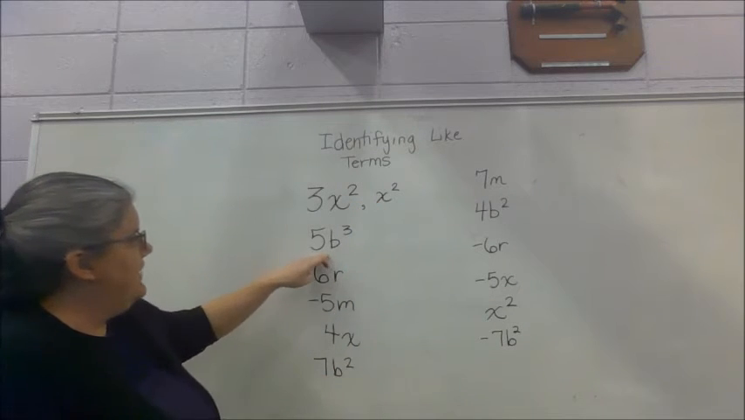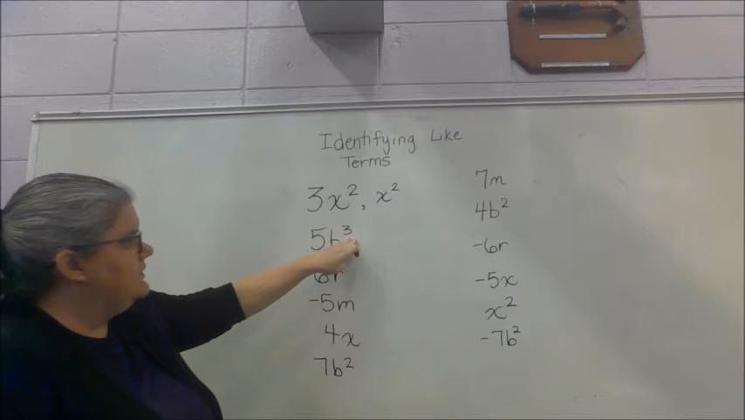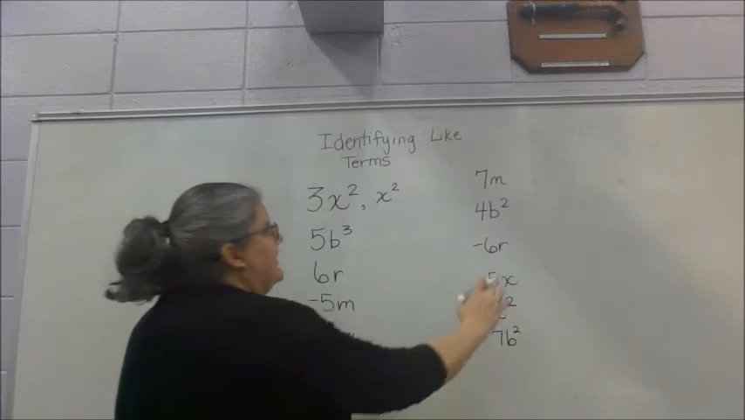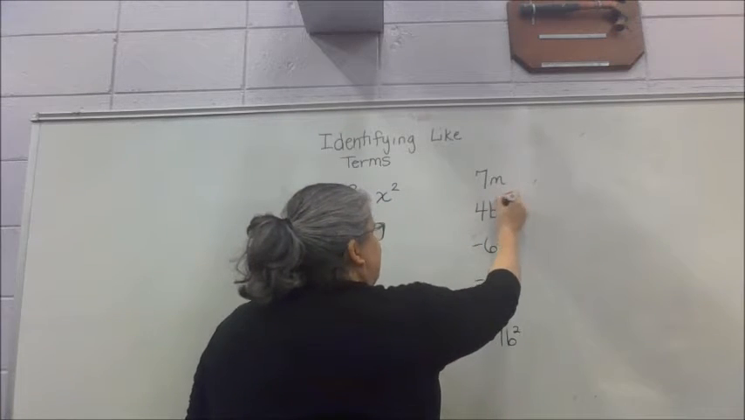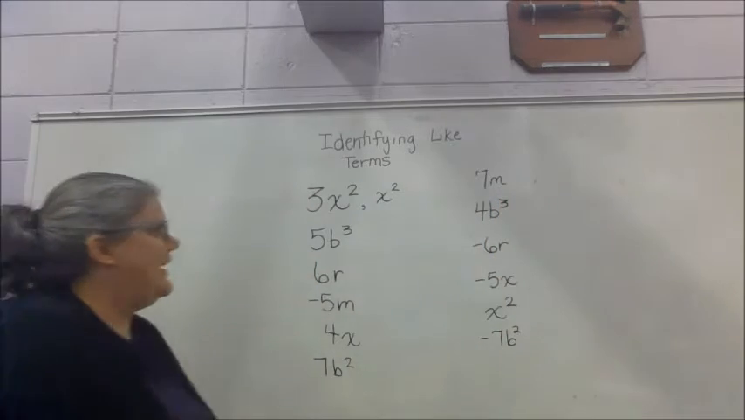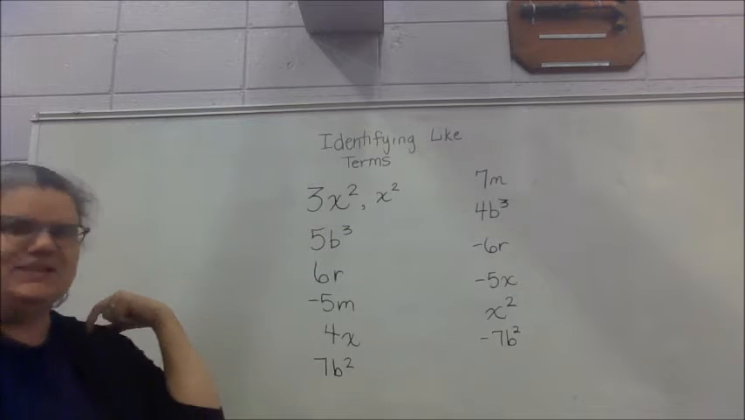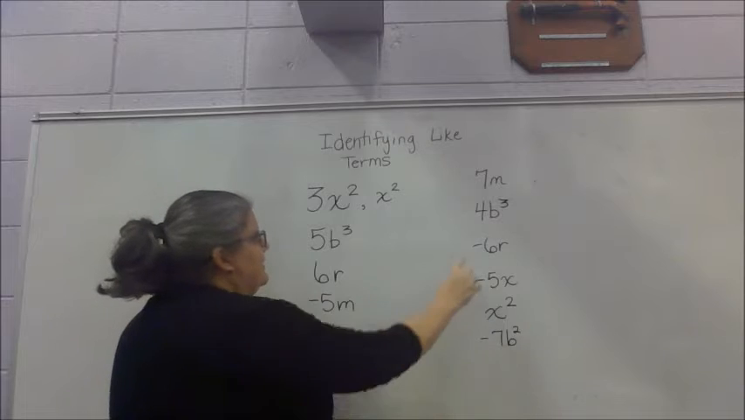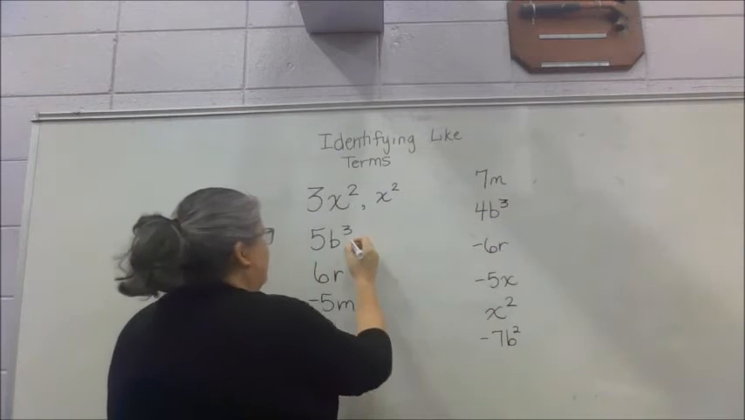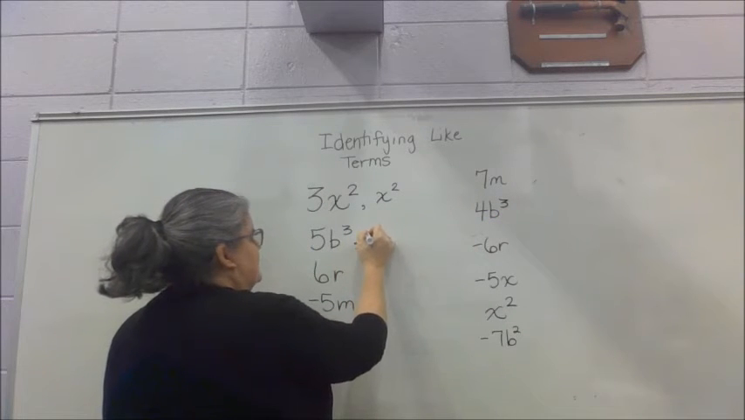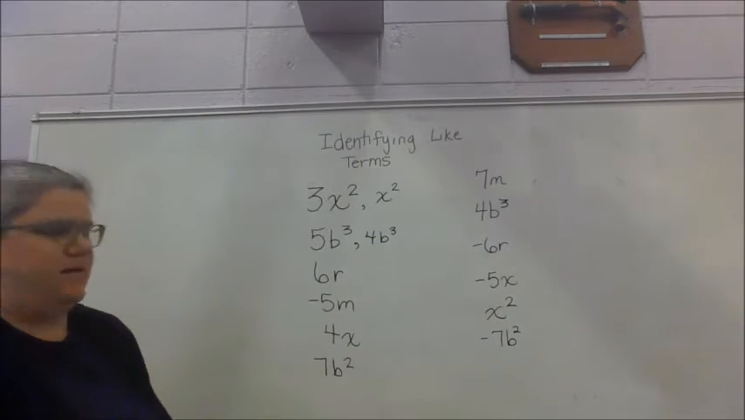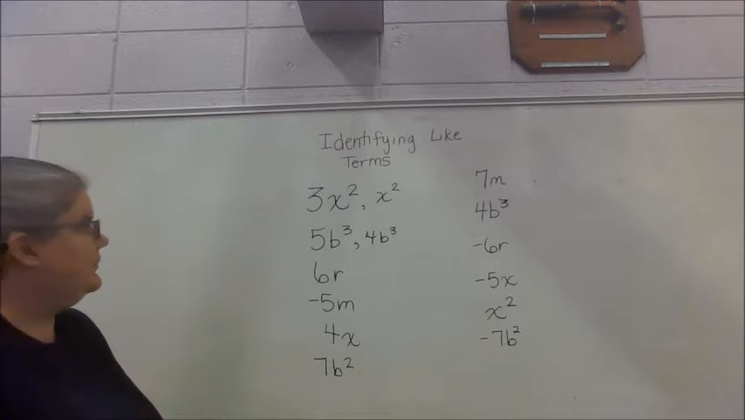So here we have 5b cubed. And I've made the same mistake again. This should say b cubed. I intended for that to be its like term over there. So 5b cubed and 4b cubed are like terms. So again, I'm just going to bring this over here to be beside its like term.